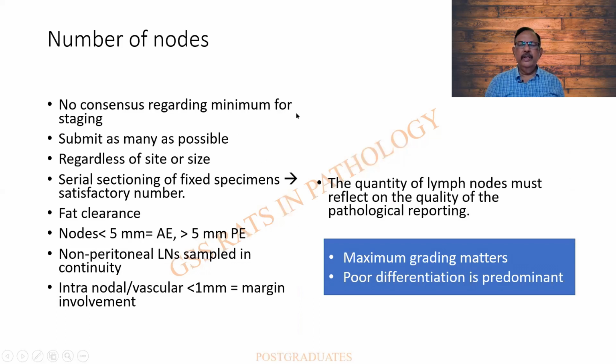The number of nodes. This is usually a dilemma and a question that is asked. As many nodes as possible. Do not be satisfied with 2. Many books or references say at least 12. But if you do get 18, kindly sample all the 18. And if the node is going to be less than 5 millimeters, embed the entire cut surface. If it is going to be 1 centimeter, part of the node can be embedded. The remaining part can be left behind. And the maximum grading will matter when we do the reporting.